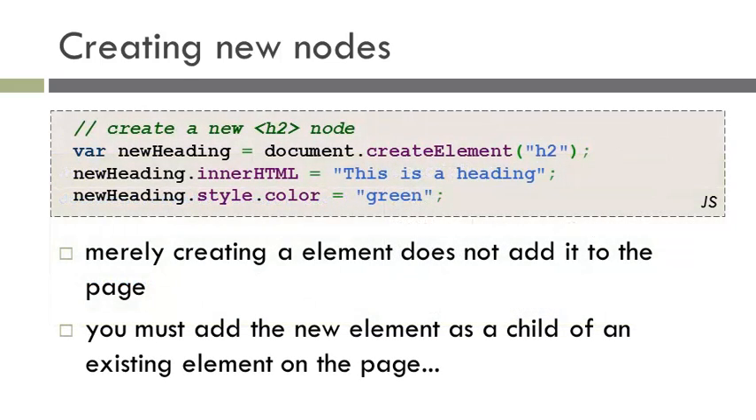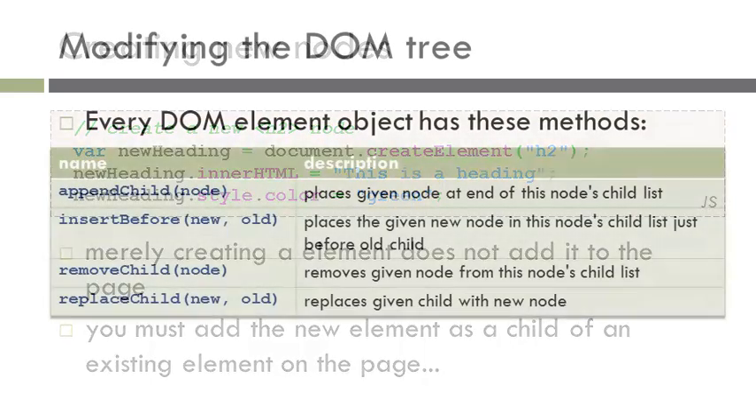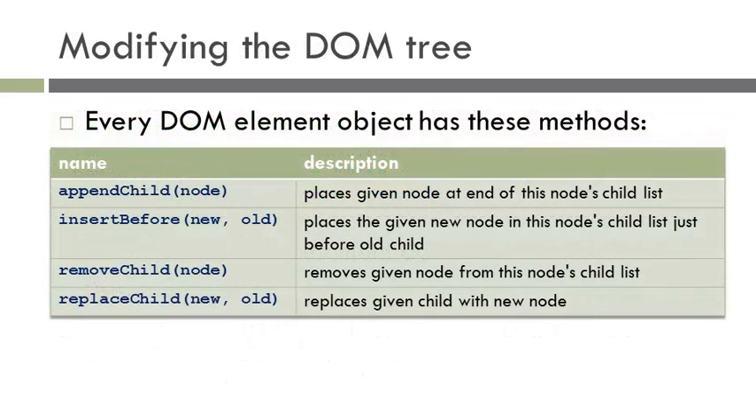In this example here, we create a new h2 element, give it some text, and style it green. But at this point, the new node only exists in memory as it has not yet been added to the page. To add a node to the page, we must first have the reference of another node which becomes the parent in which to add it as a child. The DOM provides us with methods to add a new node to the page. It can be placed as the last child of a parent, which is at the end of the node list using appendChild. It can also be placed before another child using insertBefore.